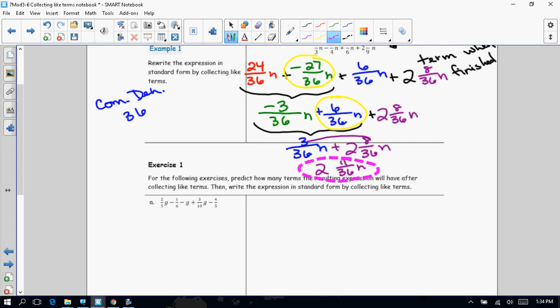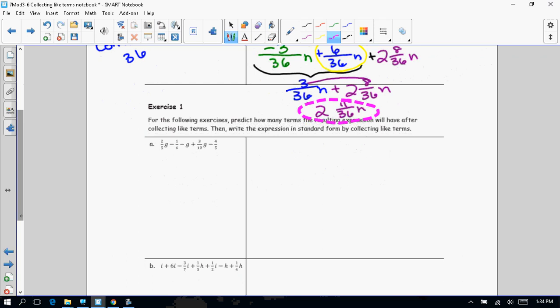Okay, so let's try exercise 1A. And you will notice I have got several terms here. I have got 1, 2, 3 of them have the letter G, and 2 of them do not. Because I have 3 that have a G and 2 that do not, I'm going to end up with 2 terms when I'm done. I also need to discuss what is going to be my common denominator. Common denominator, 5, 6, 10. 5 and 6 would be 30. 10 goes into 30, so I think 30 would make a great common denominator.